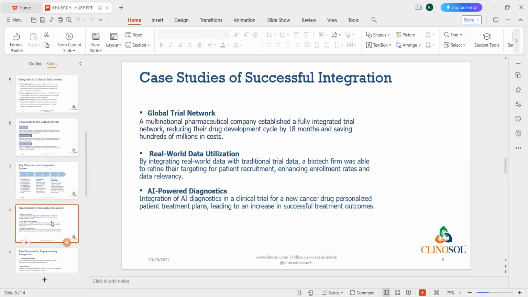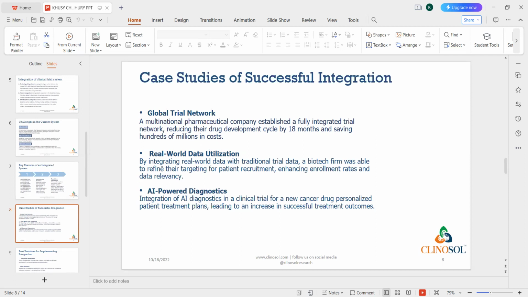Case study of successful integration. Global trial network, real-world data utilization, AI-powered diagnosis. Global trial network: a multinational pharmaceutical company established a fully integrated trial network, reducing their drug development cycle by 18 months and saving hundreds of millions in cost.